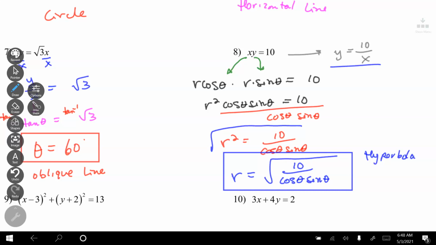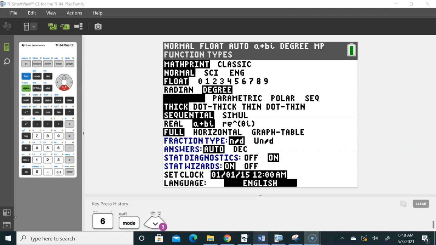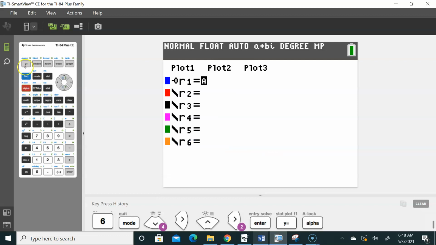So let's see if we get the same looking graph. We said this graph should look like this, according to what we did in function mode. Okay, I went to that mode. I'm going to change it back to polar mode. I hit my y equals alpha here.